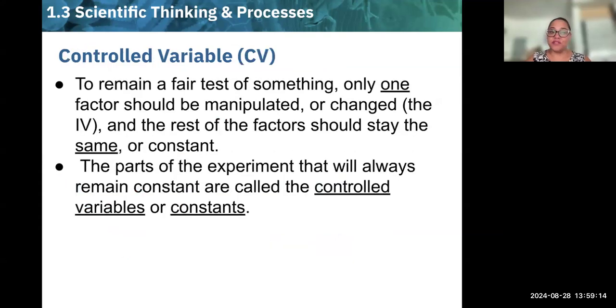And the controlled variable: to remain a fair test of something, only one factor should be manipulated or changed. That was the independent variable that we just talked about. The rest of the factors should all stay the exact same or constant. So the parts of the experiment that will always remain constant or stay the same are called controlled variables or simply constants, which is one of your vocabulary words for this week.